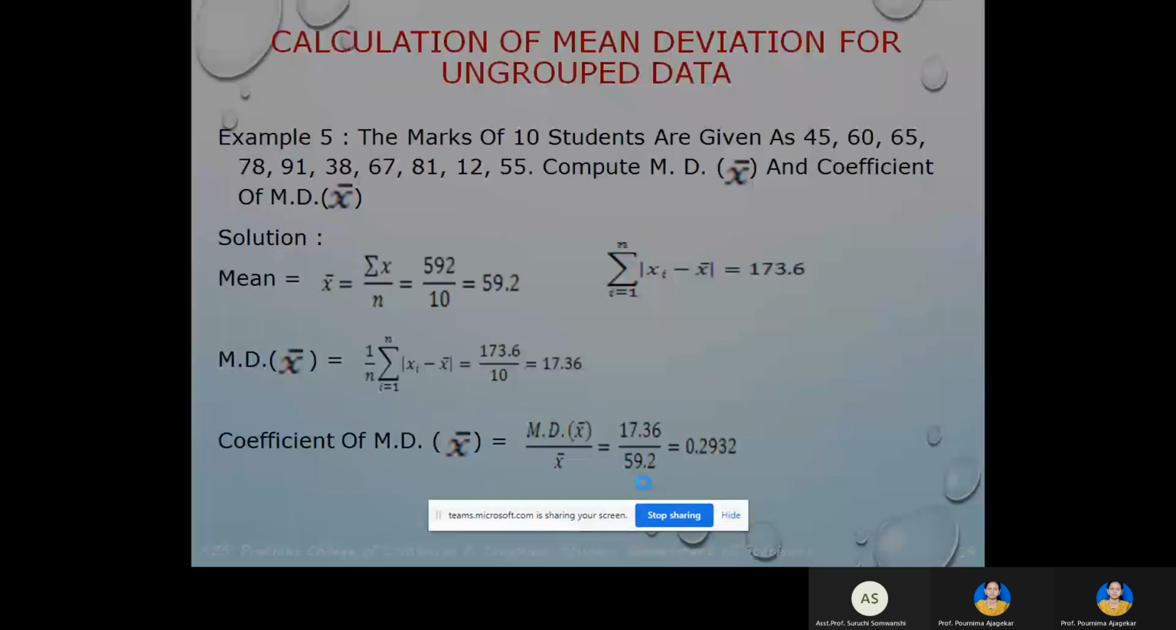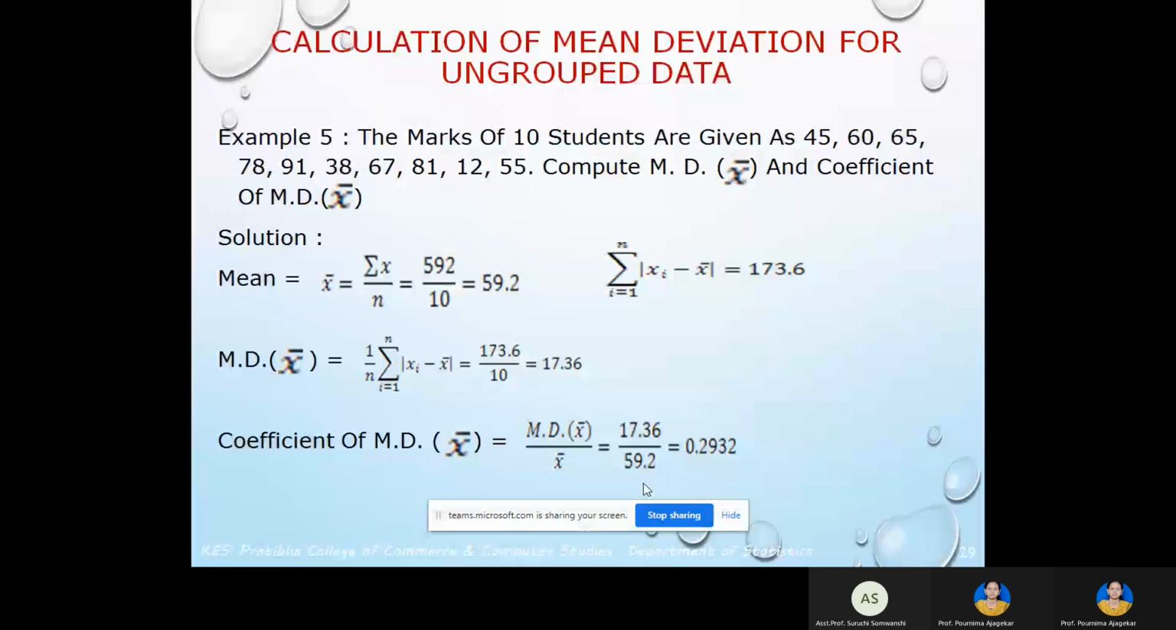Now we will compute this mean deviation for some examples. The marks of 10 students are given as 45, 60, 65, 78, 91 and so on. Compute the mean deviation about mean x bar and coefficient of mean deviation about x bar. So firstly here we have to calculate the mean of given data.